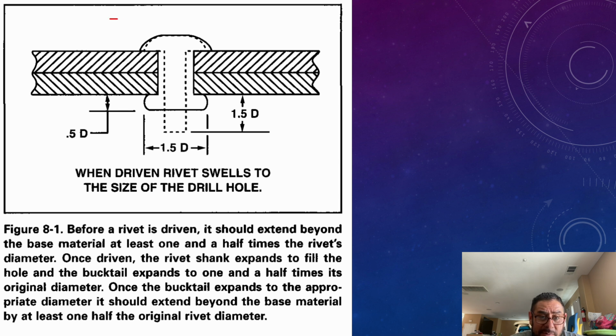Now, let's see if I can manipulate this. So this is the rivet head here, right? This is what they're talking about from here. Okay, so this is your rivet. So this whole dimension here should be 1.5 times the rivet size right here, from here to here. Okay, this is the mushroom head right there.